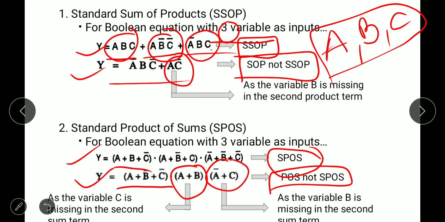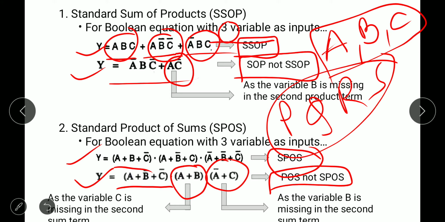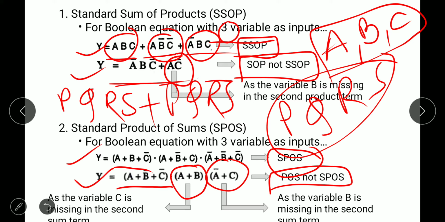So if we use P, Q, R, S, that is four variables, then all four variables must be present in each term. Any of them may be complemented or uncomplemented, that is okay, but all the variables should be present in each term, for example PQRS plus P bar Q R bar S. This is called a standard SOP, because all the variables are present in the equation.